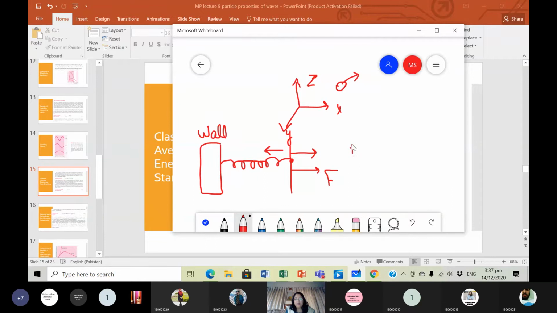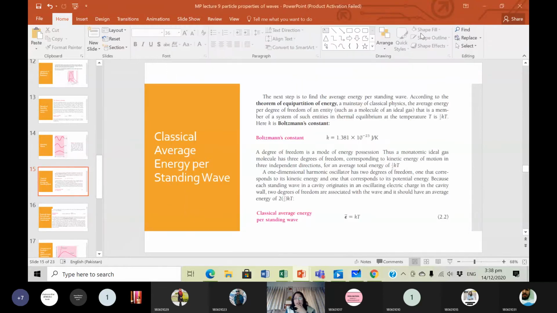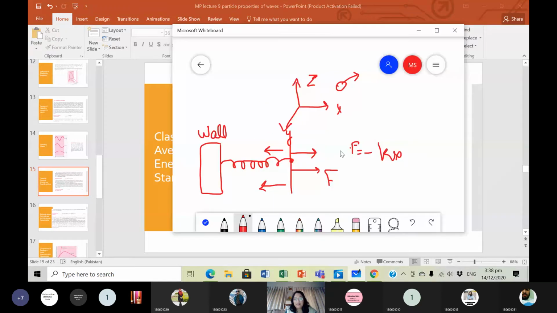The restoring force is given by the equation minus kx, because it's going to want to pull it along the negative x direction, and k here is the spring constant. So this is an example of a harmonic oscillator. How many degrees of freedom does this system have? It has 2 degrees of freedom. Why? Because one corresponds to its kinetic energy. It's a one-dimensional harmonic oscillator, by the way. It cannot move in 3 dimensions. So 1 dimension will be for the kinetic energy, which will be the motion along the straight line.